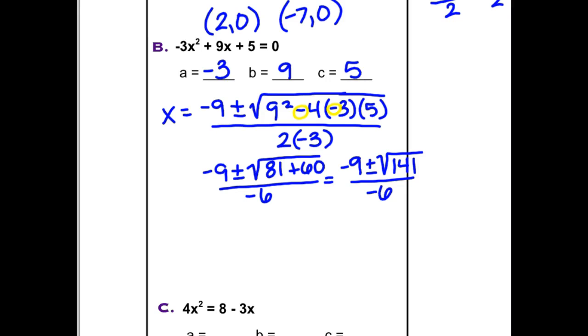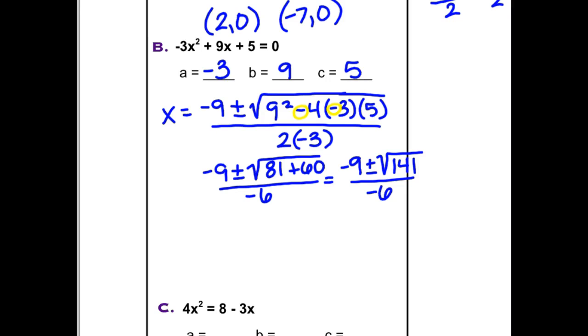Now, here's where you need to look. First, we need to check that 141 is not divisible by anything. If I check 64, doesn't work. If I check 49, it doesn't work. If I check 36, it doesn't work. If I check 16, it doesn't work. If I check 9, it doesn't work. And if I check 4, it doesn't work. So I'm going to check one more. I'm going to check 81. And that one doesn't work either. So 141 is a simplified square root.